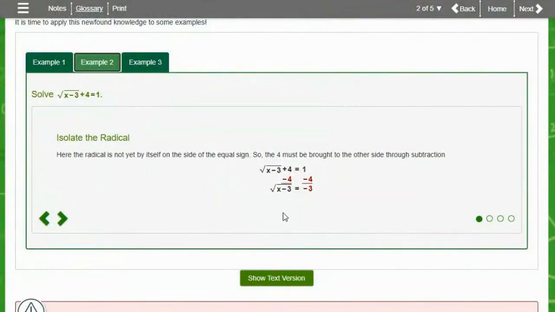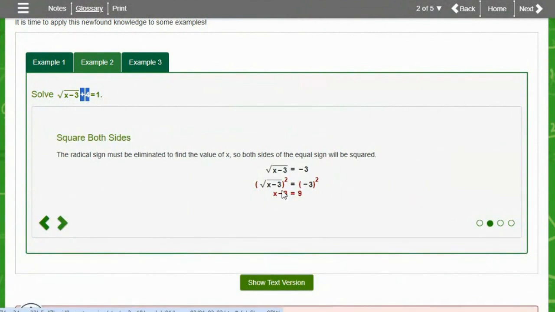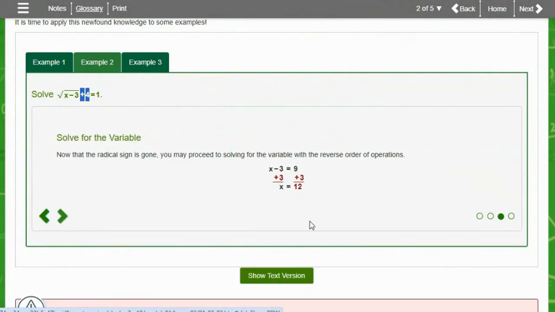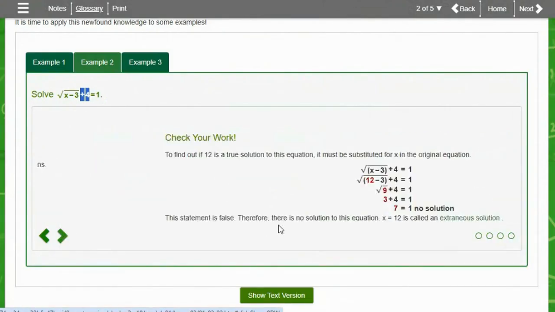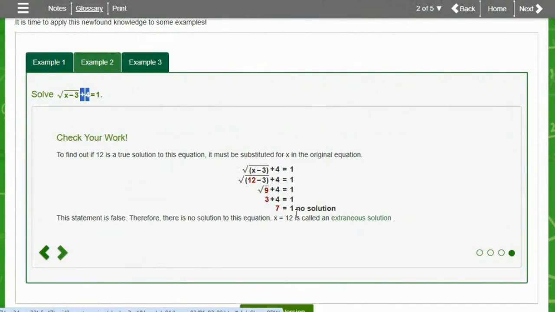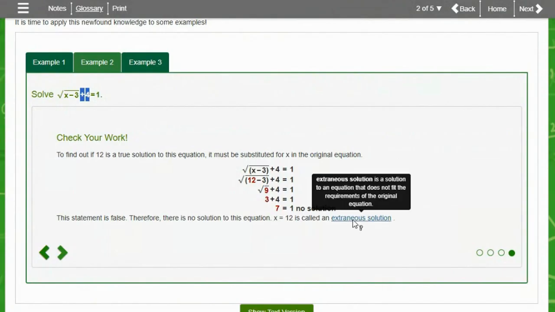All right, so it says the first thing to do is isolate the radical. We've got this plus 4, so they subtracted 4 to move it to the other side. Now we square both sides. We get x minus 3 equals 9. Solve for x, get x equals 12. And then when they check it, we get that 7 equals 1. This is called an extraneous solution. That's a solution to an equation that does not fit the requirements of the original equation.